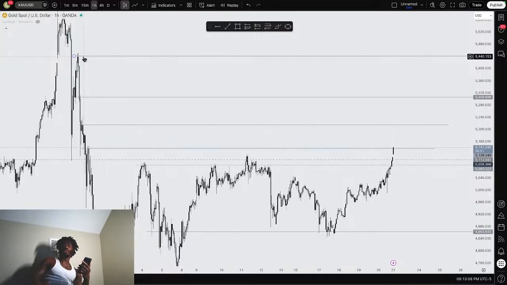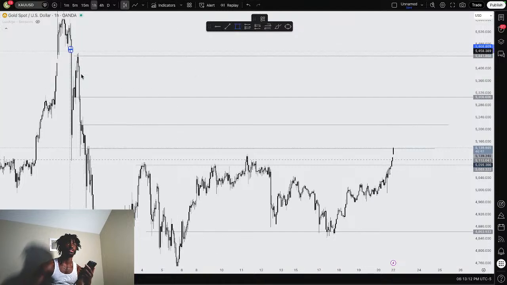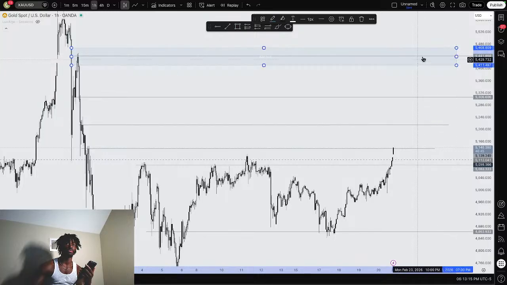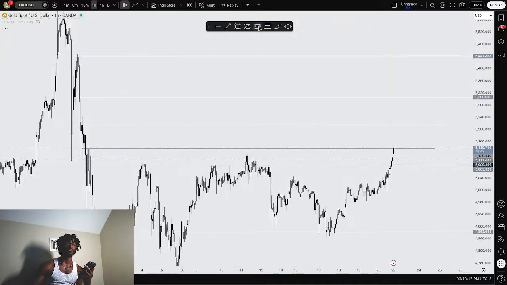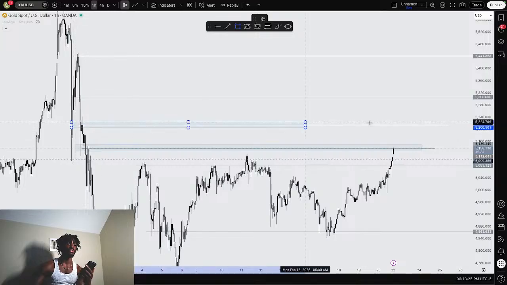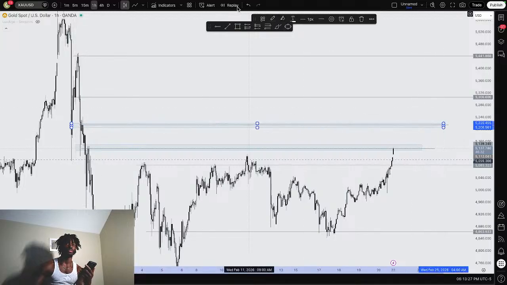But for right now, I'm just going to focus on the key areas that price is currently trading at. This can happen anytime throughout the week. I'm not focused on that. What I'm focused on is what the market is currently giving me, which is this current area right now and the next resistance range right here. So these are the only two areas I care about.